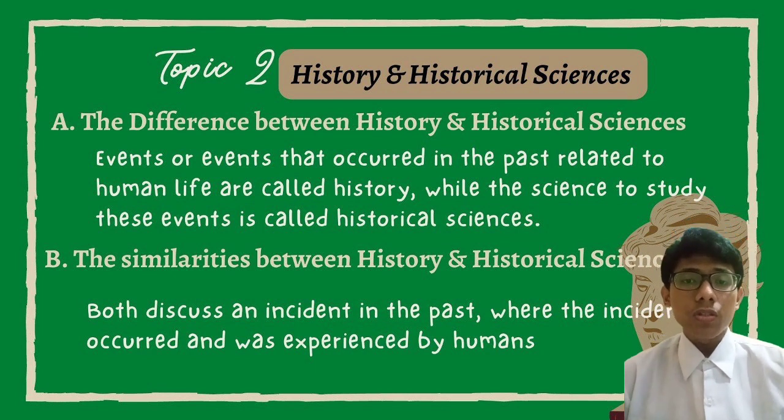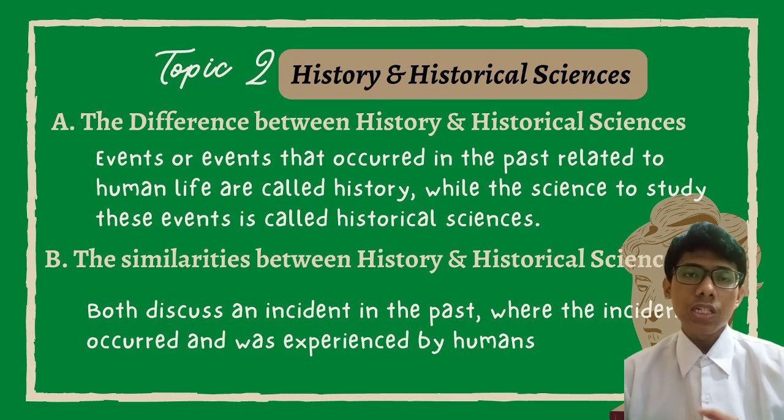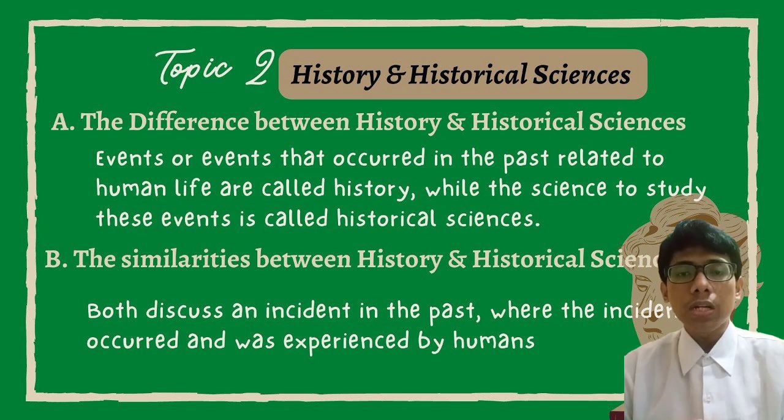Topic number 1 is done, so we go to topic number 2, which is about history and historical studies. First are the similarities between history and historical science. Both discuss incidents in the past, something that happened in the past, where the incident has occurred and been experienced by humans. And the differences between history and historical science: events that occur in the past related to human life are called history, while the science to study these events is called historical science. So there are differences between history and historical sciences.